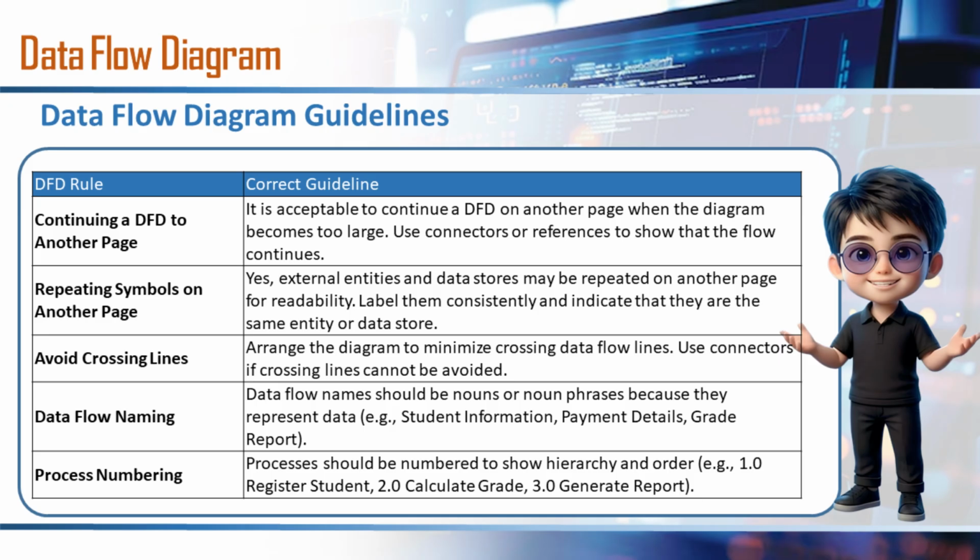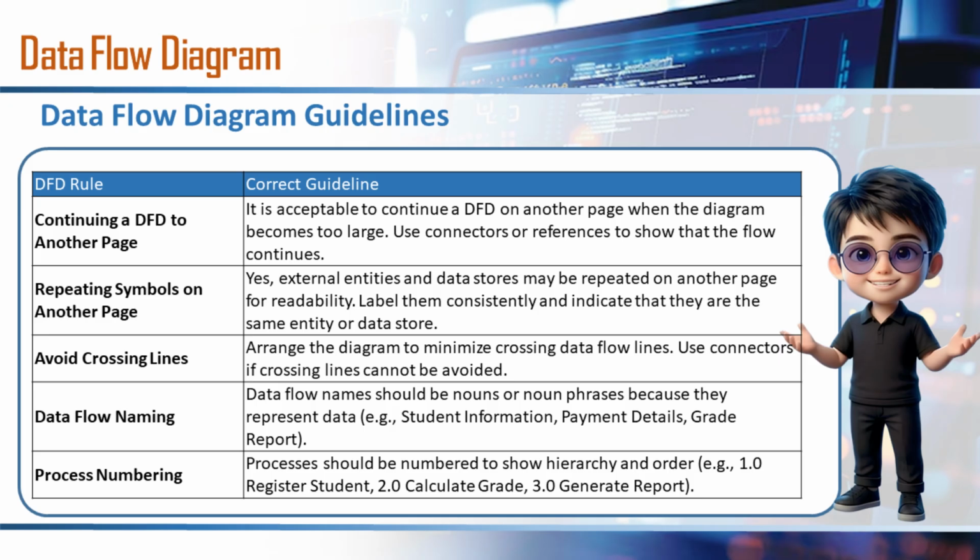The diagram should also avoid crossing data flow lines whenever possible. Arrange the processes, entities, and data stores carefully to keep the diagram clear and easy to follow. If crossing lines cannot be avoided, appropriate connectors may be used to maintain readability.